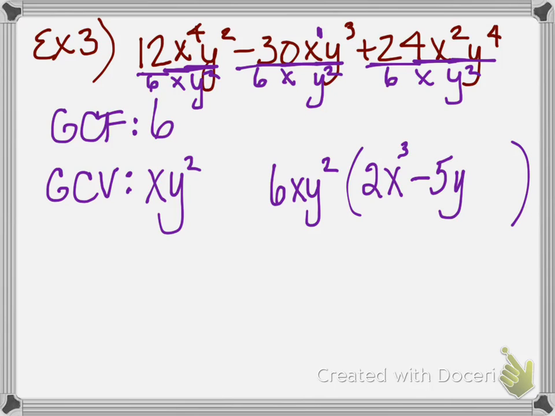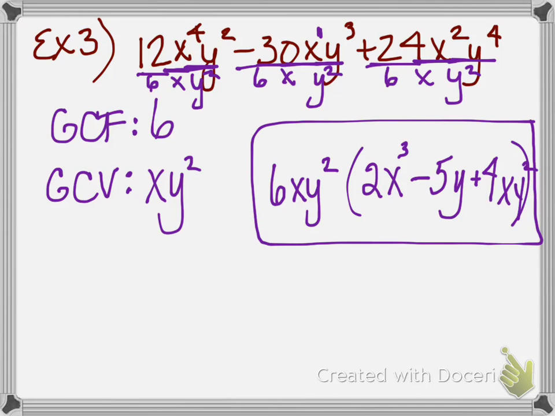And then lastly, 24 divided by 6 is a positive 4. X squared divided by x, so that's 2 minus 1, a plain old x. And y to the fourth divided by y squared, that's 4 minus 2. That leaves me with y squared. And this would be my solution for that one.